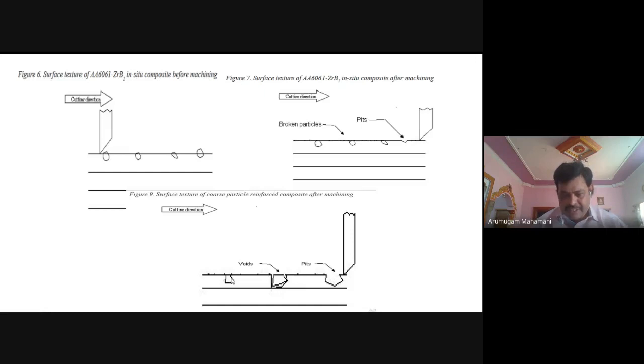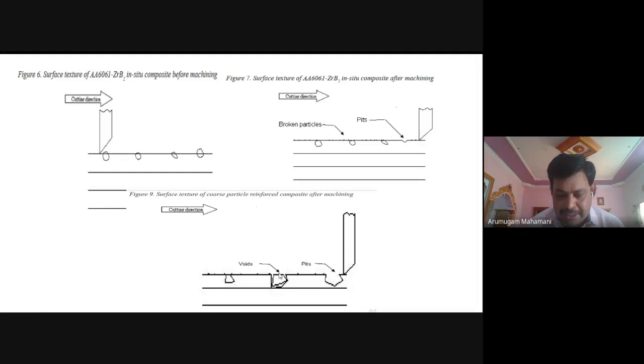Whereas if you are working with a bigger particle, that is ex situ particles, or reinforcing with a bigger particle, then if any particle pull out comes, it goes to a greater depth. This greater depth automatically gives a poorer surface finish. And again, voids are also formed.